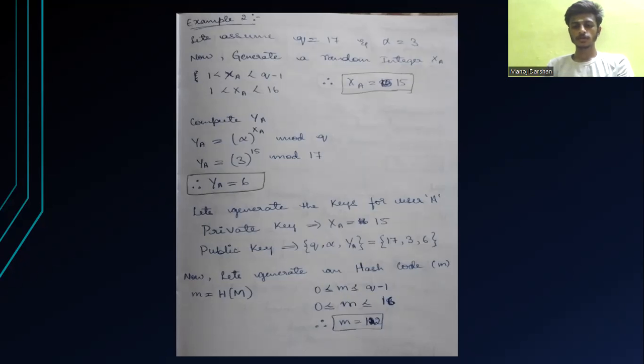Now let's generate a hash code for the message m, for the plain text M in capital letters. M is equal to h of capital M, that is m greater than or equal to 0 and less than or equal to q minus 1. We get the value 12. Since 12 is greater than 0 and less than 16, we assume the hash code as 12.